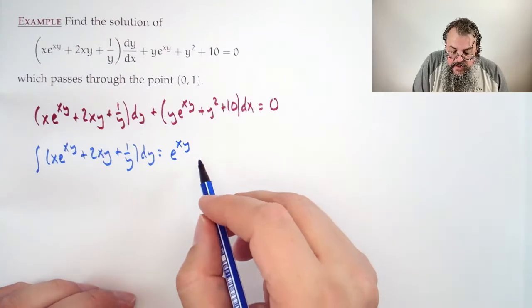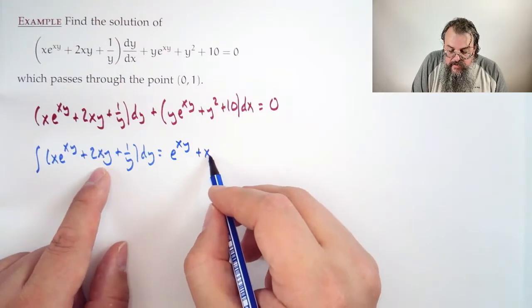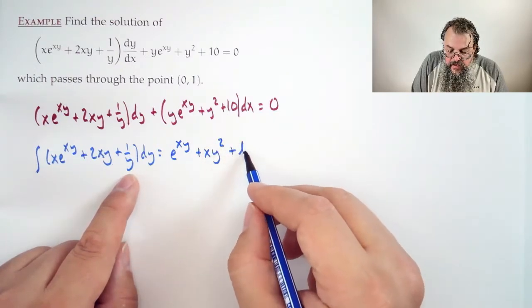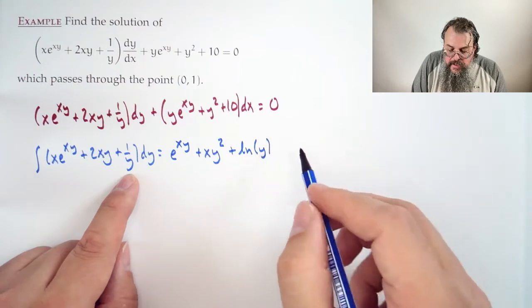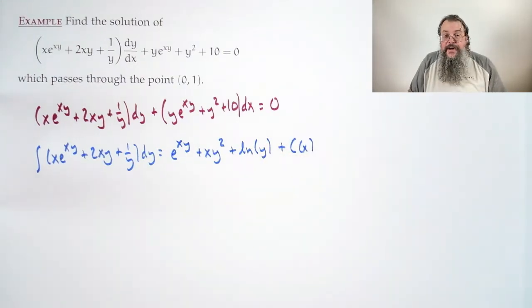The next term, well, x is a constant. We're integrating with respect to y, so 2xy integrates to x y^2. And 1/y, integral of that, log y. And then, of course, some constant function of x. All right, well, good. That part's done.